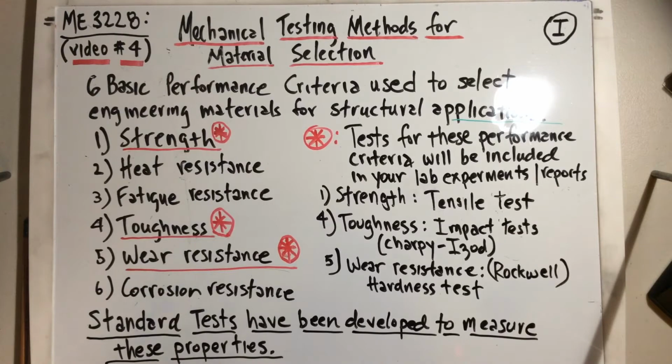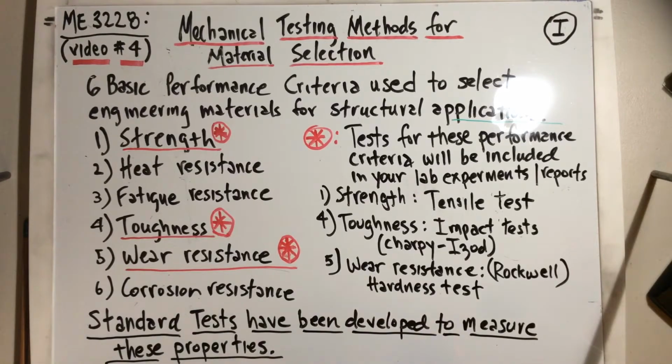But at any rate, this is all going to be starting something new here. We're going to start talking about mechanical testing methods for material selection, and you're going to be starting to do that in your labs with 3 of these, and we're going to go through 3 of these. But essentially, there are 6 basic performance criteria that are used to select engineering materials for structural applications. And I've listed them here for you.